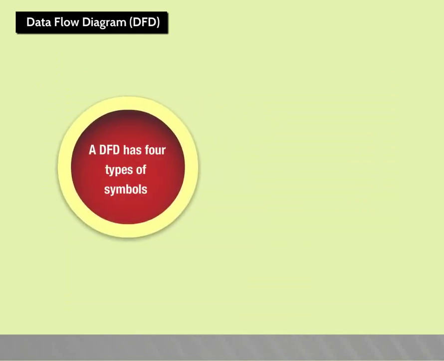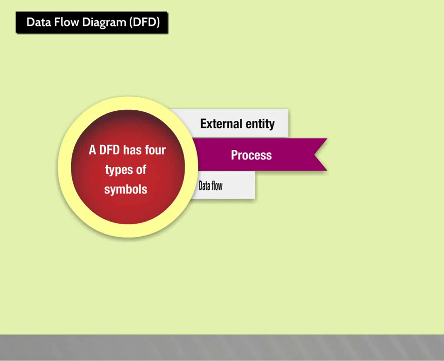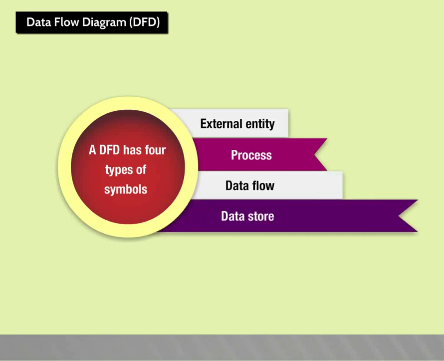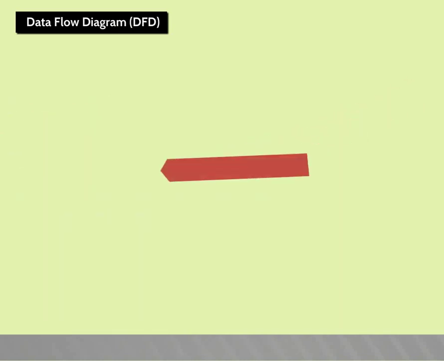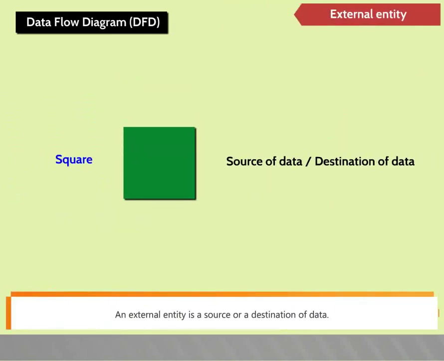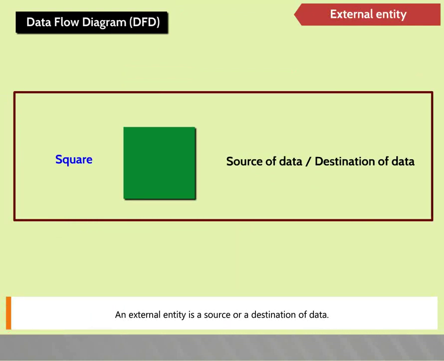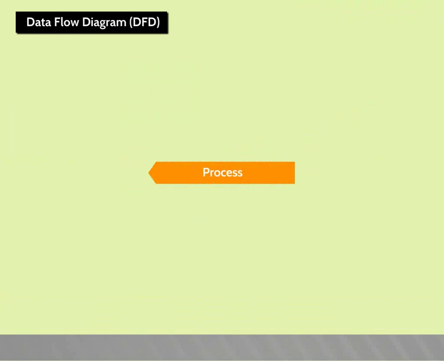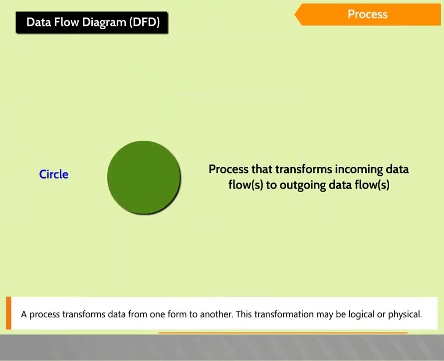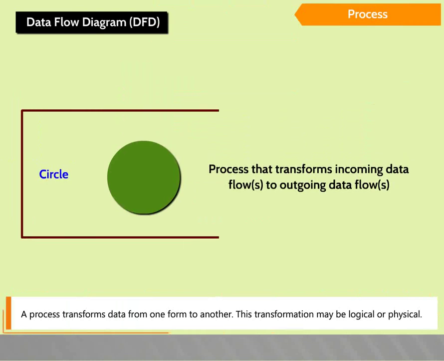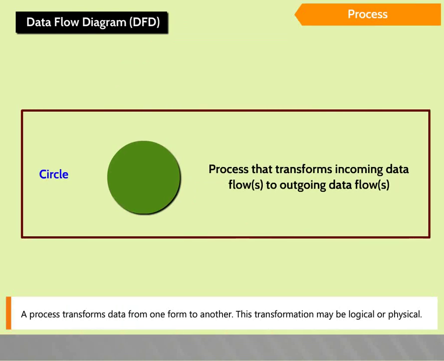A DFD has 4 types of symbols: external entity, process, data flow, data store. External entity: an external entity is a source or a destination of data. Process: a process transforms data from one form to another. This transformation may be logical or physical.